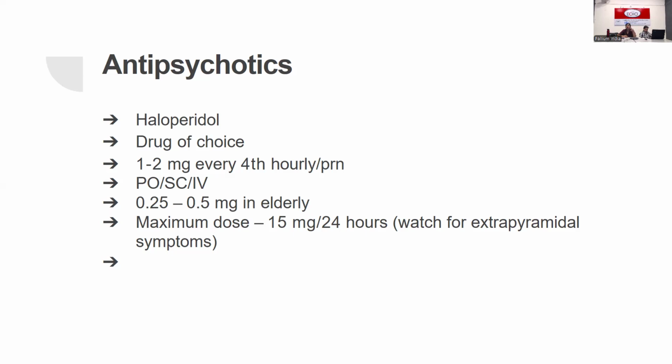Okay, watch for extrapyramidal symptoms. Higher doses of haloperidol can in turn cause extrapyramidal symptoms. It can increase agitation, restlessness, and all. So this slide should be in your mind. Haloperidol is the drug of choice for delirium.